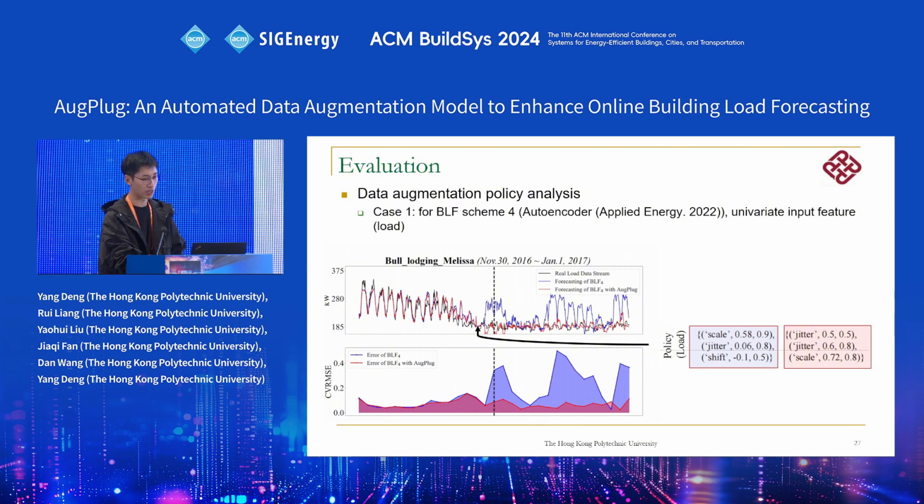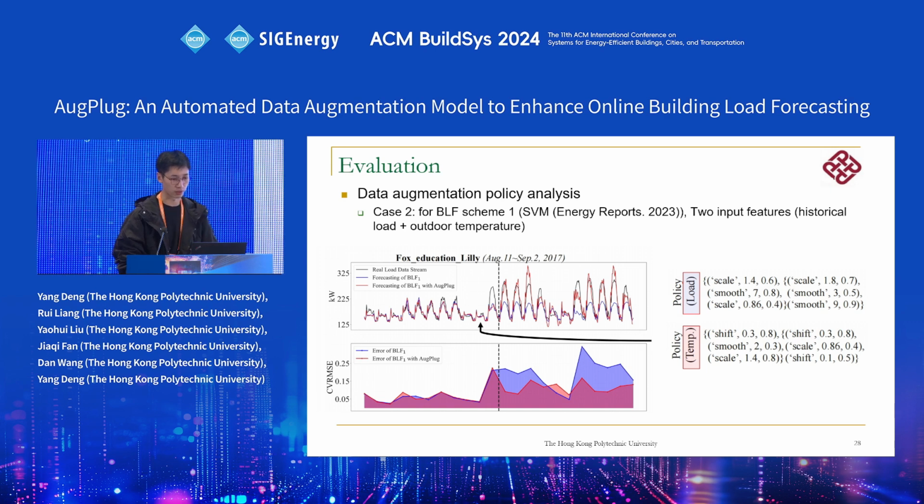We use 2 examples to show how the data augmentation policy can benefit the model update. This one is for a scheme with univariate forecasting. The top figure shows the ground truth, and the bottom figure shows the comparison of the forecasting error. The dashed lines are where the update is conducted by the online load forecasting model itself, and the predictive policy is shown on the right side. We can see it can match the trend of the data change.